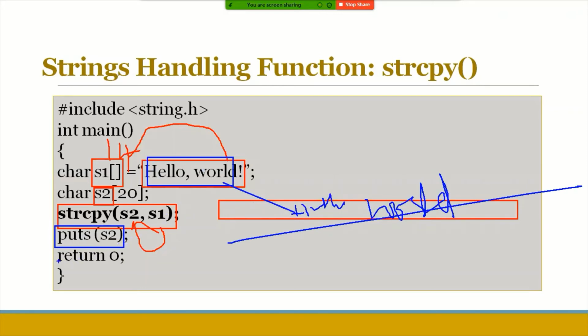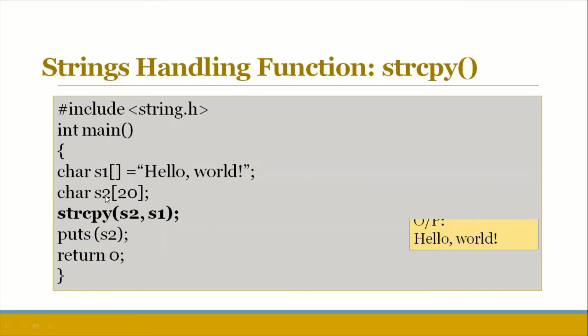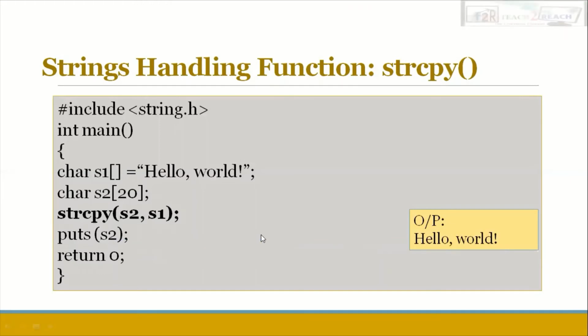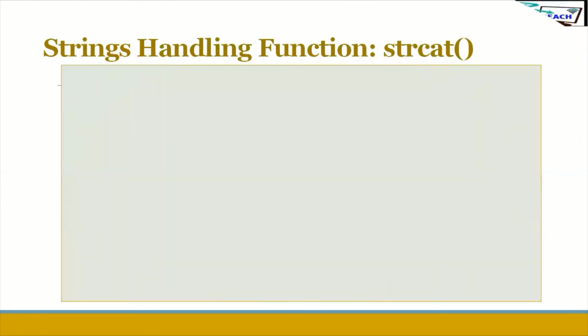Then return 0. Return 0 means that the return type of main is int, that's why return 0. That is about strcpy. If you execute this program, then we will get a particular output. That is the puts statement. Output is hello world. This puts statement is used to display hello world. That is about strcpy.